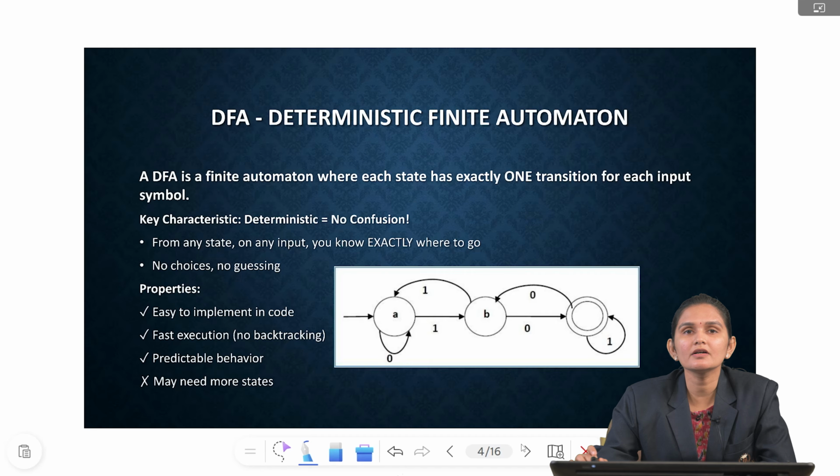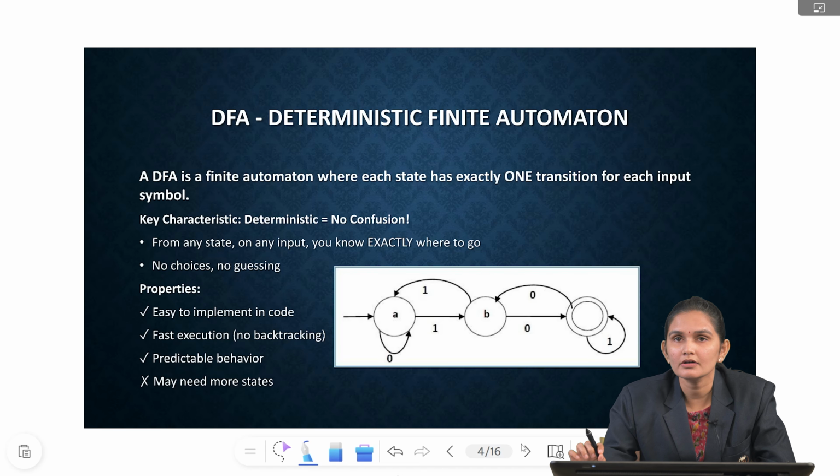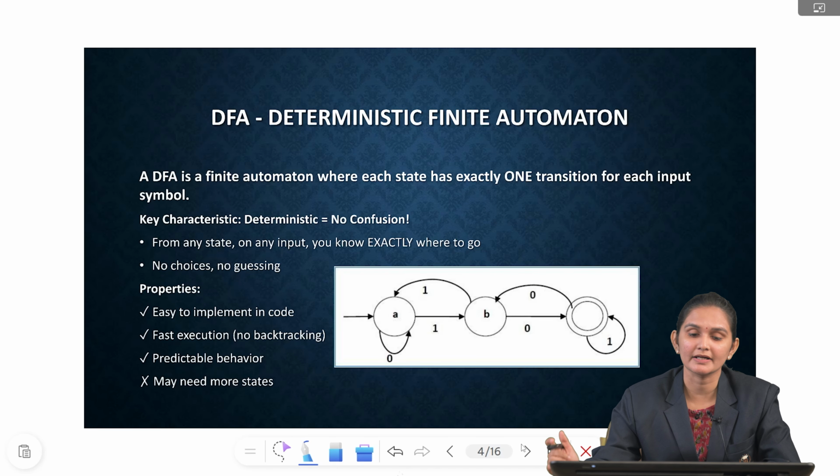So, finite automata has two types, because finite automata does not have memory and it will be in a state. One is DFA and another one is NFA. DFA means Deterministic Finite Automata. What is Deterministic Finite Automata?